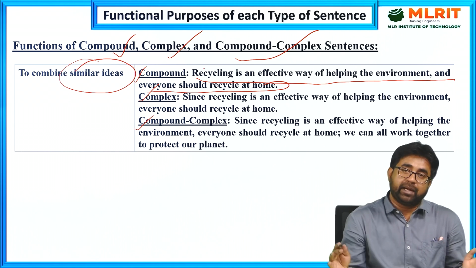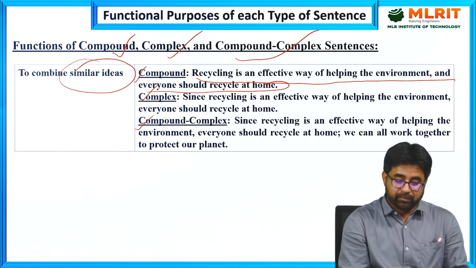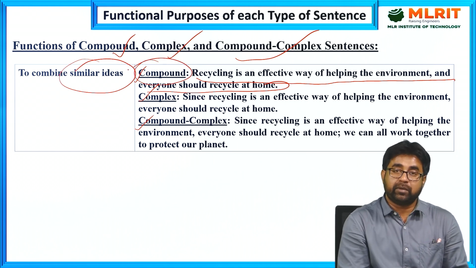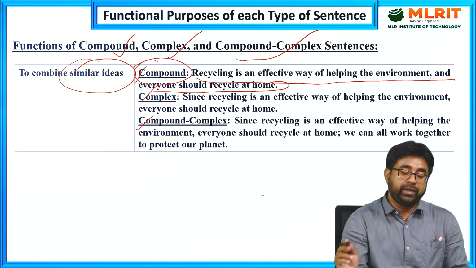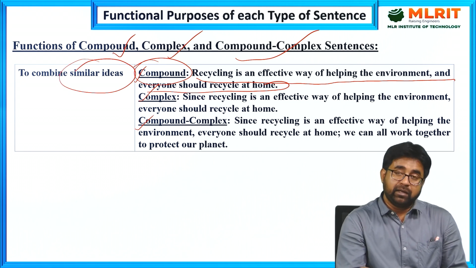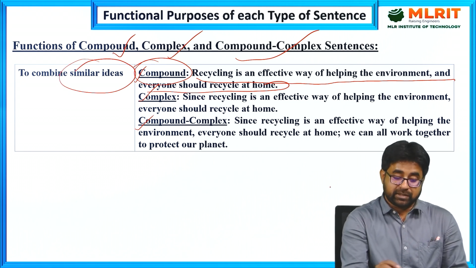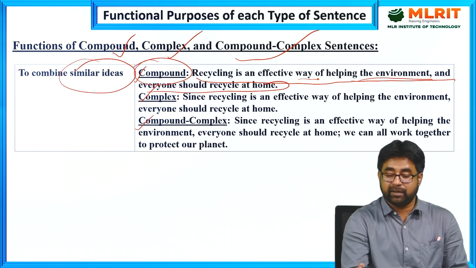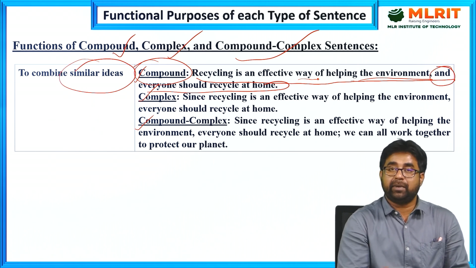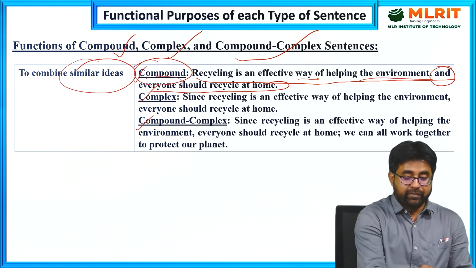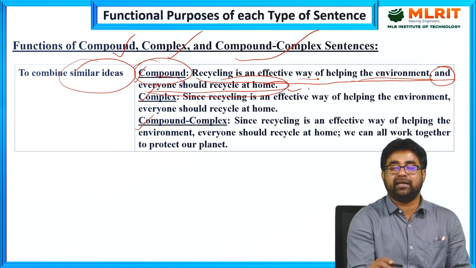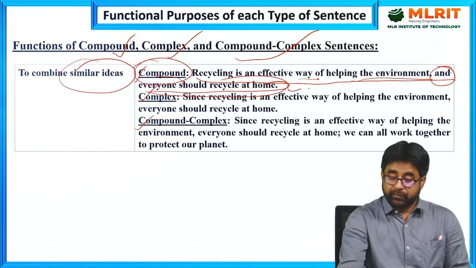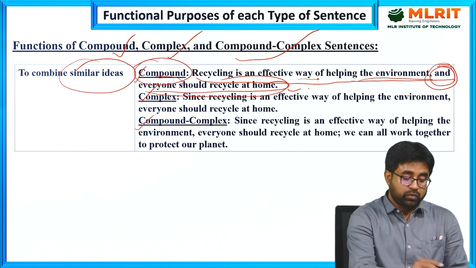So what I am doing, I am combining this. Now how am I combining them? I am combining them in a compound sentence. Now compound sentence means what? You will find 2 independent clauses joined by a what? Coordinating conjunction. So you can see, recycling is an effective way of helping the environment. This is one independent clause and it is being joined by a coordinating conjunction. Everyone should recycle at home. This is another independent clause. 2 independent clauses joined by what? One coordinating conjunction. So, to combine similar ideas.